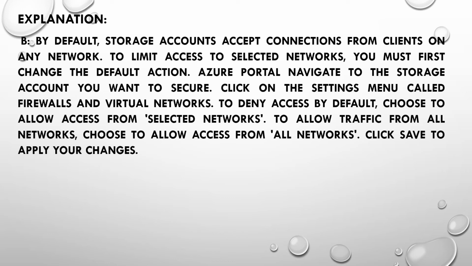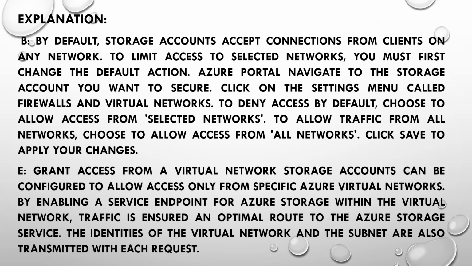To deny access by default, choose to allow access from selected networks. To allow traffic from all the networks, choose to allow access from all networks. Click Save to apply your changes.